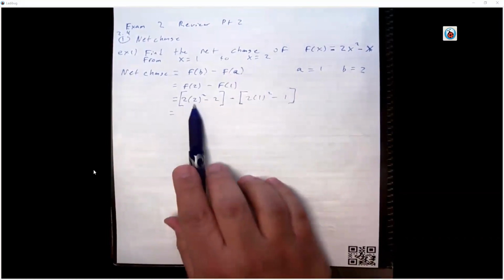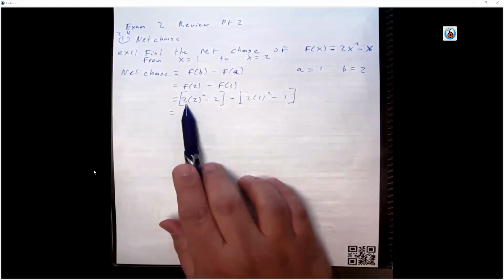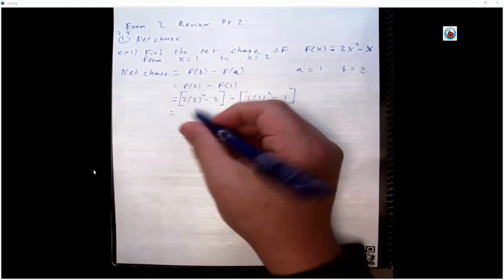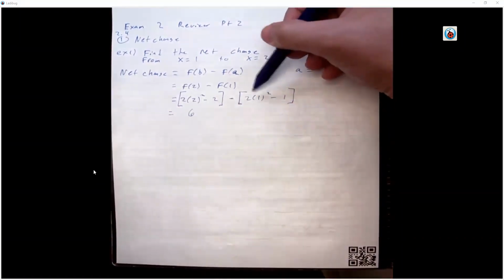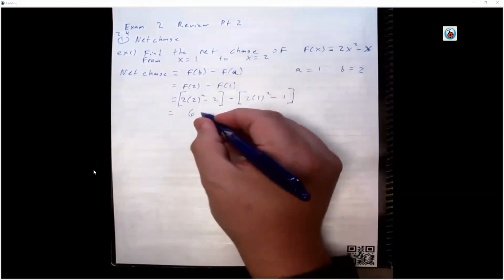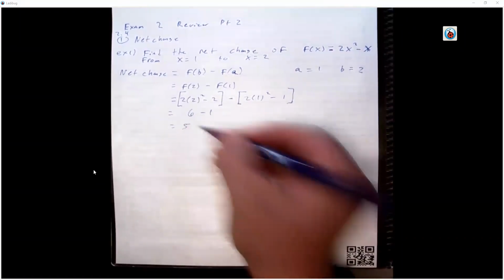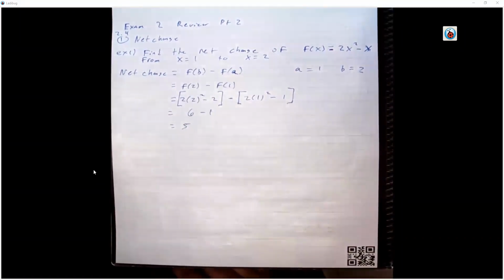So this result will be what? 2 squared times 2 is 8, minus 2, 6. And 1 is 1 times 2 minus 1, that'll be 1. So the net change is 5. That's all you have to do for net change. Okay.